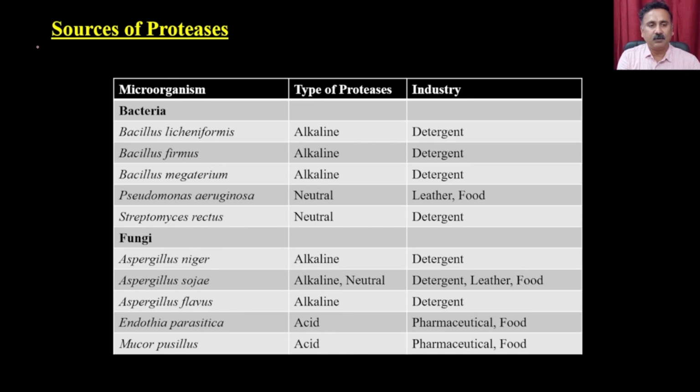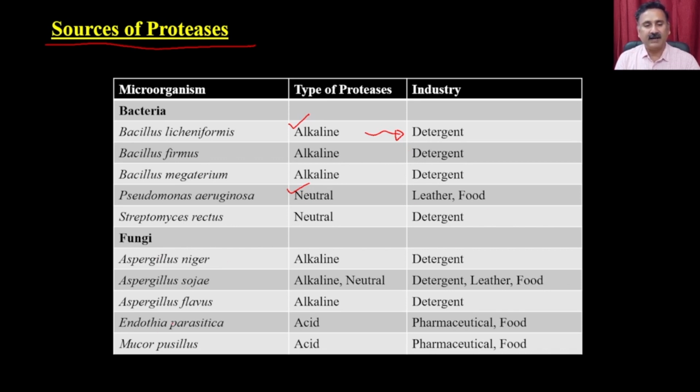Then you can have the sources of the proteases. You can have sources from different types of bacteria. Mostly, microorganisms are a good source of proteases. You can have different types of bacteria like Bacillus licheniformis, Bacillus firmus, Bacillus amyloliquefaciens, Pseudomonas, and Streptococcus, and all these give you different types of proteases like alkaline proteases or neutral proteases, and they all have a role either in the detergent industry or the food industry.